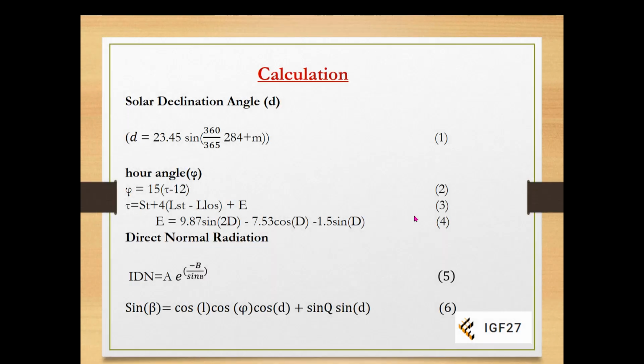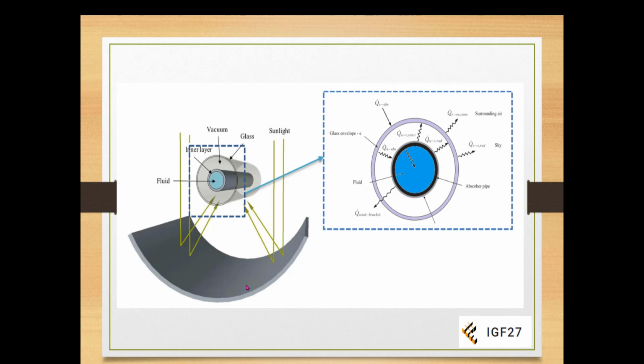And for the calculation that we used, here we have just the most important equations. Firstly, we start with the solar part. The solar declination angle is given in equation 1, the hour angle in equation 2, and the most important equation in this calculation is the direct normal irradiance. Here we have IDN, which represents the direct normal irradiance, given in equation 5. Then we can also calculate sine beta by using equation 6.